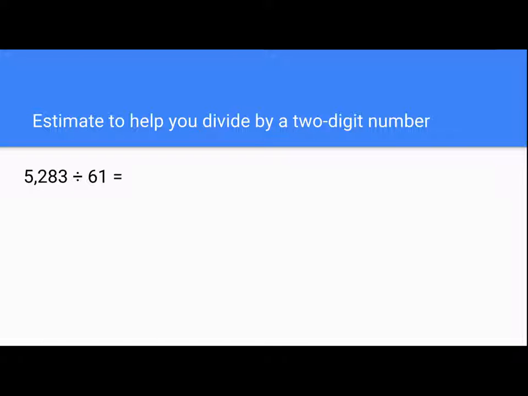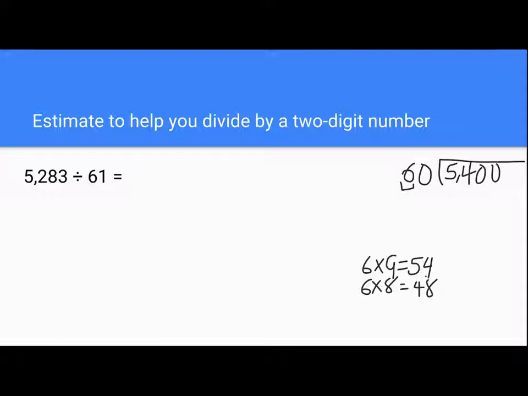Sometimes estimating it straight out will help us know of a good place to start. So I'm going to round 61 to 60. That's my divisor. And for my dividend, I want to think of a multiple of 6 that can get me really close to 52. Well, 6 times 9 gets me 54, and 6 times 8 gets me 48. It's closer to 54 than to 48, so I'm going to round my dividend to 5,400 because that's where that 54 came from.